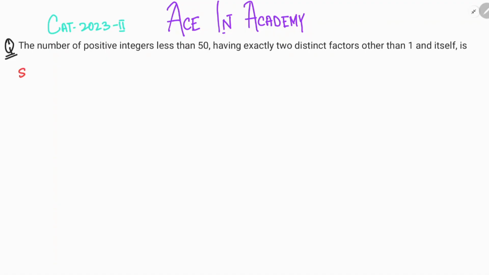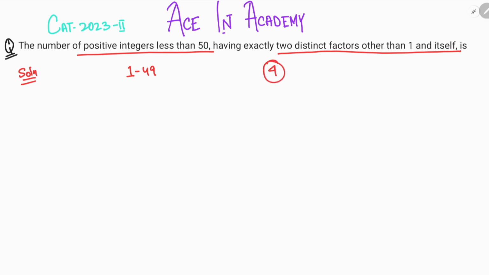So let's start with the solution to our given problem. According to our given question, we have to find the number of positive integers less than 50. So our sample space is from number 1 up to the number 49, having exactly two distinct factors other than 1 and itself. Basically, if the number has exactly two distinct factors other than 1 and itself, we can say that the number has a total of 4 factors.